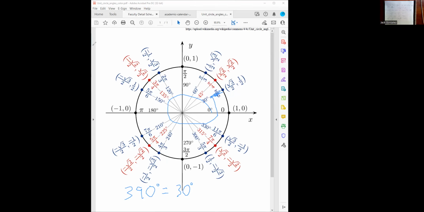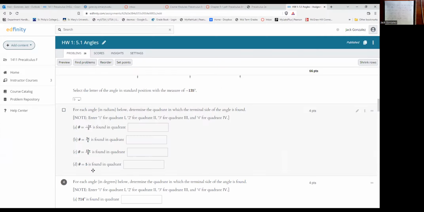The next part of the question, do the same thing. Change it into degrees. Anyway, so that's the first two questions.